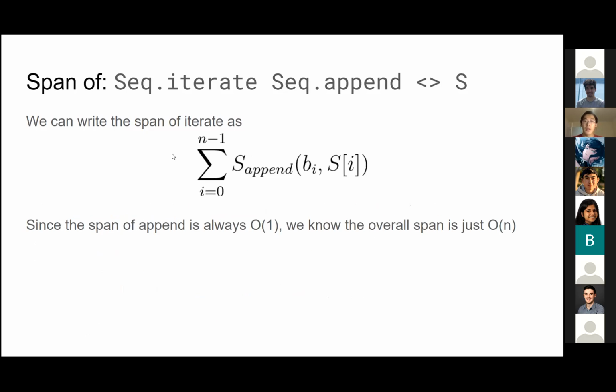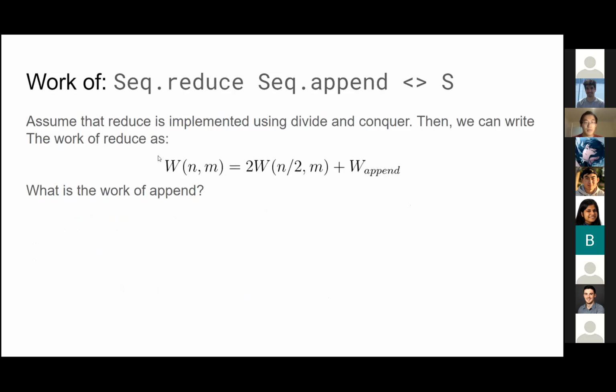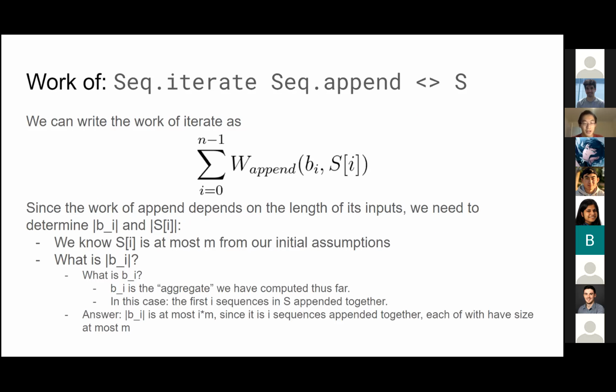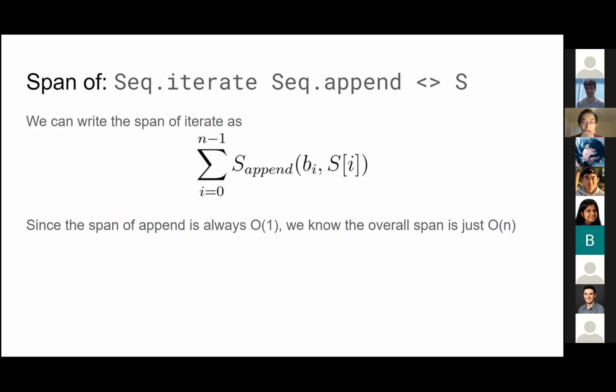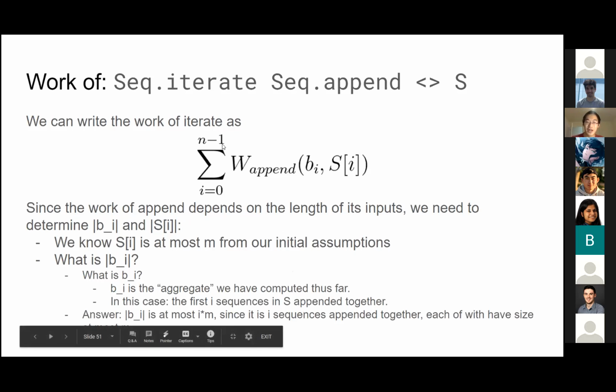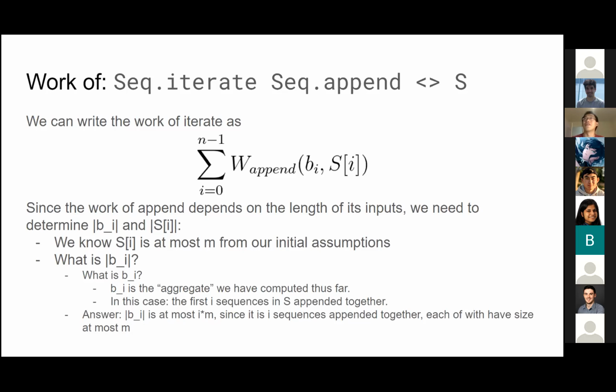Okay. I think I lost the slide here. Okay, well, after that part, we're going to end up with a summation. Let me see if I can draw on the screen actually. Okay, we're going to replace this work of append with i times m. Or technically, I guess it's i plus 1 times m, because we are appending a length i times m sequence and a length m sequence. So the work of that is the two added together. So we have this summation.